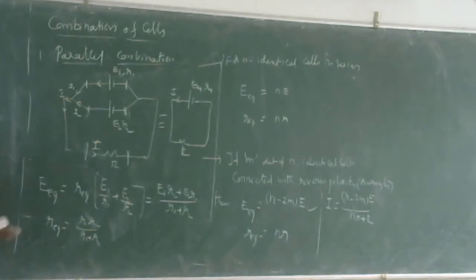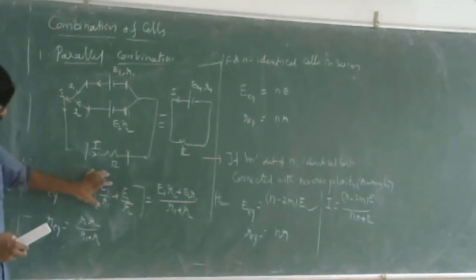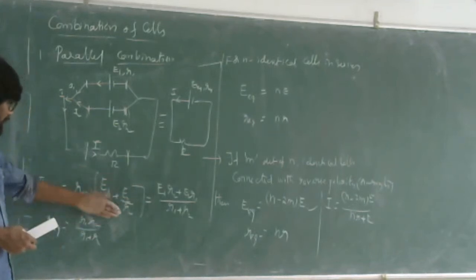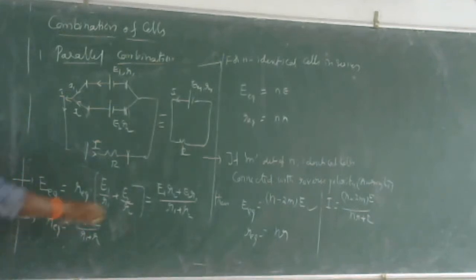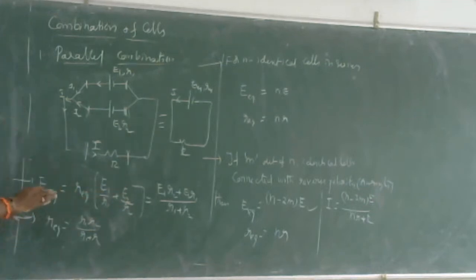This is only for two cells. This can also be expressed as E1 by R1 plus E2 by R2 divided by 1 by R equivalent also together. Especially the questions will be given in this way also. So you have to be careful about the representation of this. Don't confuse that this is the only correct way of representing.